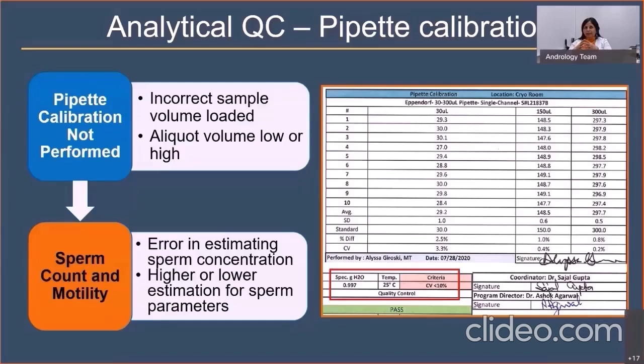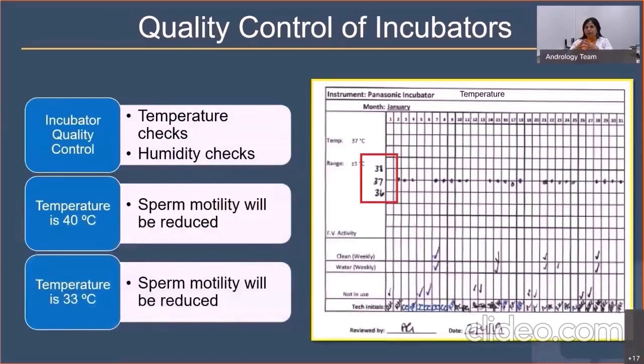Next slide, please. Quality control of the incubators: the temperature checks, the humidity checks, because the temperature will impact the sperm motility. On the right side is an actual example from the andrology lab at the Cleveland Clinic. The range is provided, 36 to 38. Each day you can see how well the quality control has been documented, and weekly quality control that is performed is also documented.